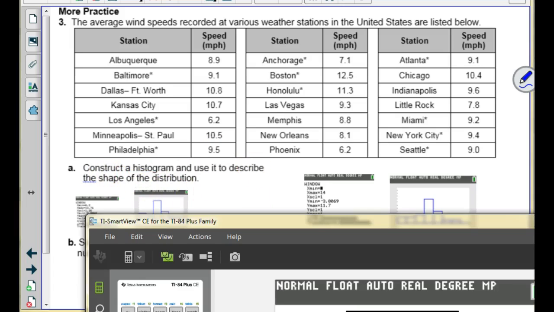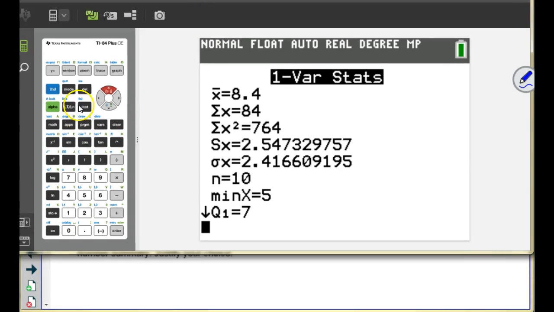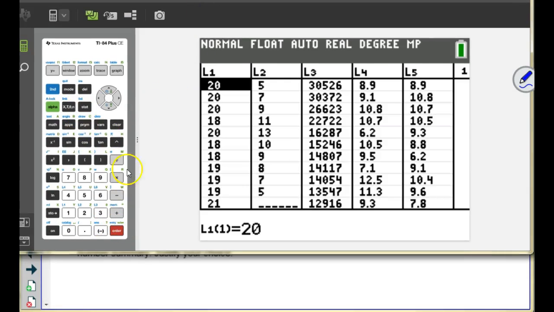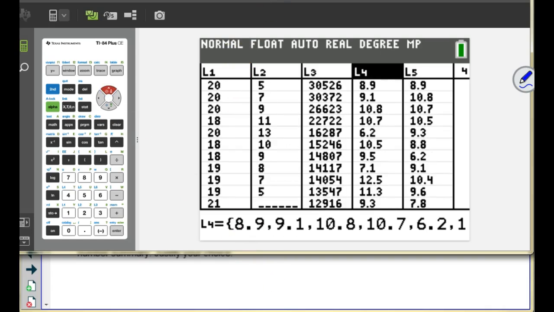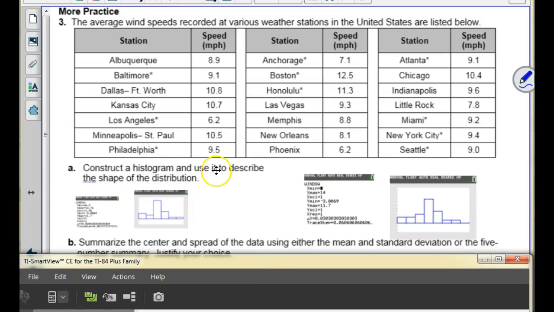This is data about average wind speed in the United States listed below. Different places, okay? Can we just watch this again? I just feel like it takes so long to type everything in, and I have it all in, okay? It says construct a histogram. So say I had put all the data in, or you had put all the data in. Let's see what list I put it in. I think it's 4. Yes, yes. Okay, it's all in list 4 on my calculator. Help me remember that, okay? So I put all the data in, and then it says construct a histogram.